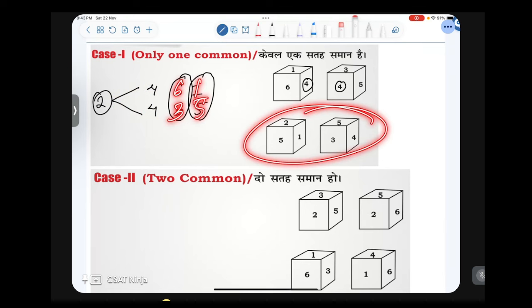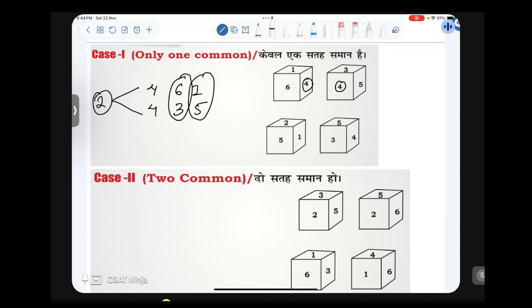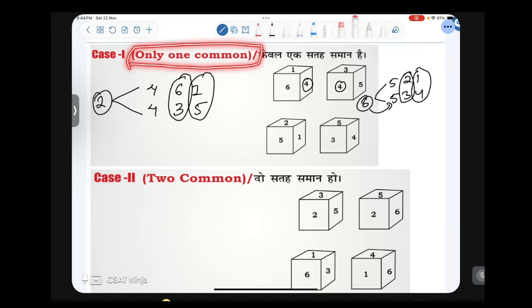Same thing goes for this one. If you look here carefully, what's the common side here? The common side here is 5. So in this question, I'll just write clockwise 5, 2, 1. Same thing here, 5, 3, 4. So 2 and 3 are opposite to each other, 1 and 4 are opposite to each other. Which number is missing? 6 is missing. That means 6 is opposite to 5. So that is how we approach when you have only one common side.